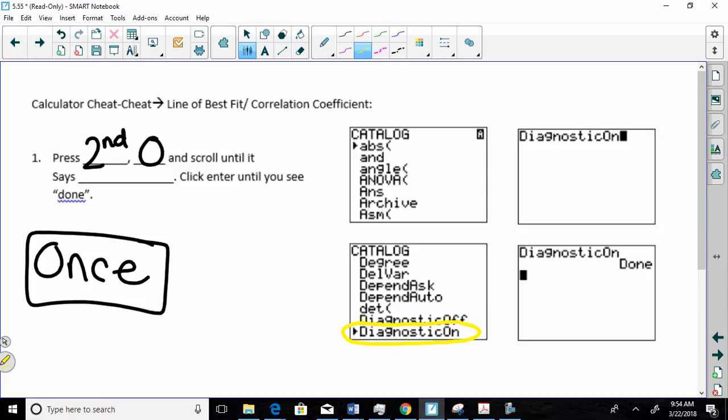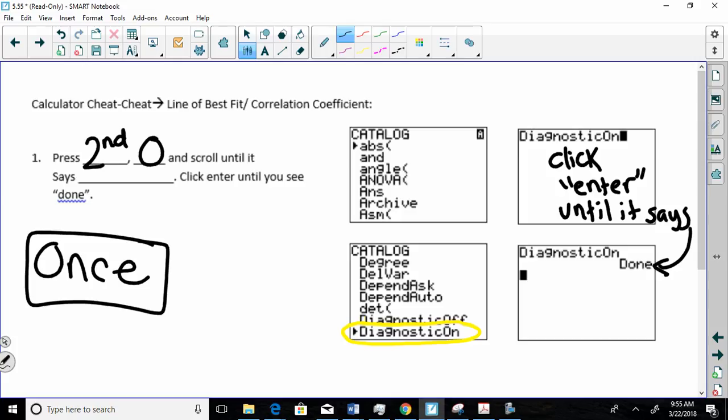So before your milestone, your calculators will be reset. So you will have to do this. But don't do this every single time. That's a lot of wasted time. Then you should have a screen. Once you click enter on it, you should have a screen that looks like this. And you just click enter until it says done. So it should look like this.